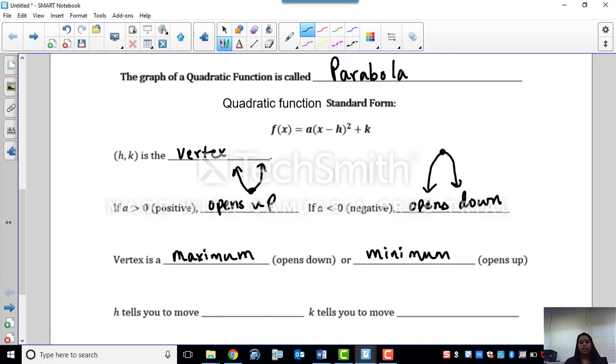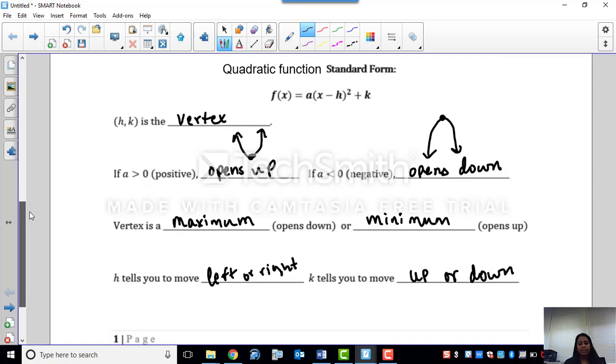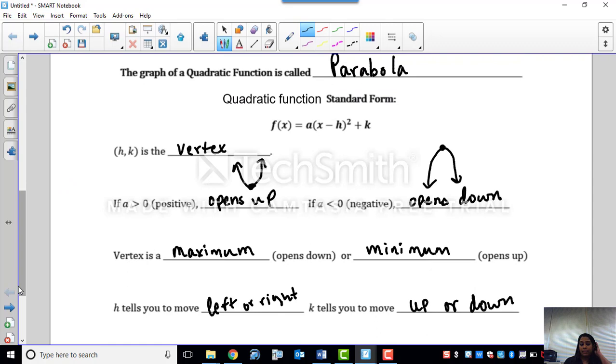Also, h tells you to move left or right. We call that the horizontal shift. And k, the number that's not with the x, tells you to move up or down. We call that the vertical shift. Okay, we're going to go through some examples.